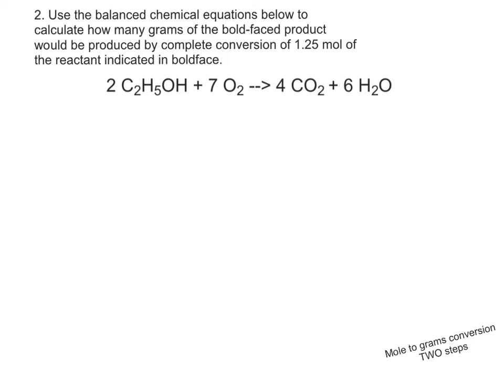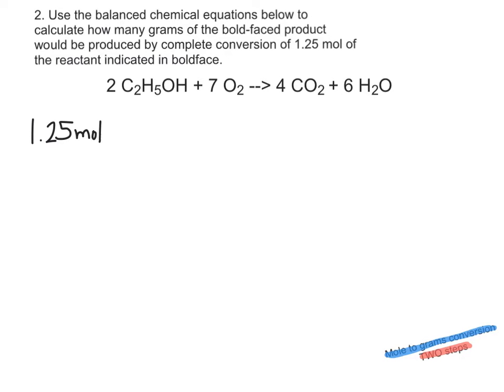So to start off with, I just want to show you something. In the previous problems, we were just doing mole-to-mole conversions using the mole ratio. In this step, we're doing moles to grams conversions, so all of our problems are going to be 2 steps, okay? So we're going to work through those 2 steps following the same method that we did before, which is writing down what is given first. So in the reaction, it says we are using 1.25 moles of the reactant indicated in boldface.